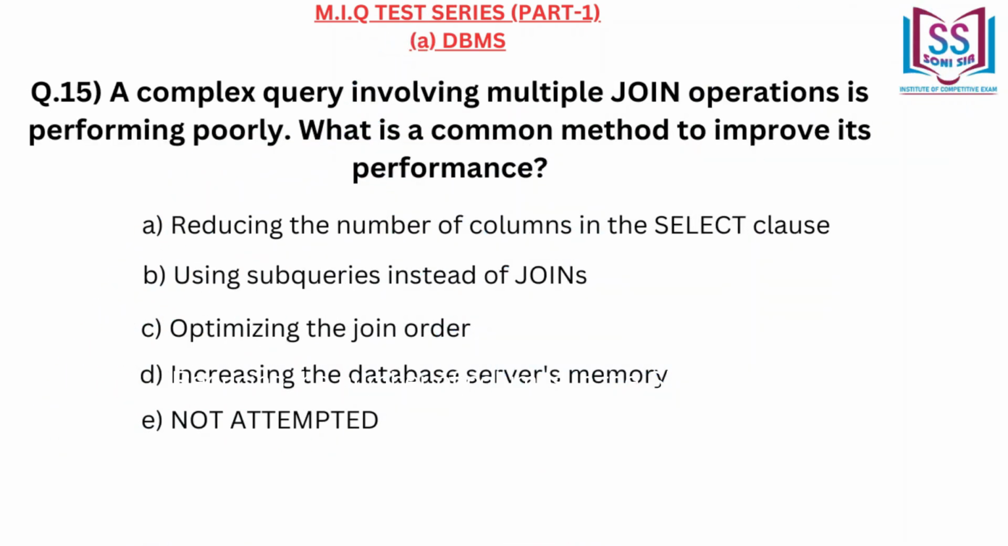A complex query involving multiple join operations is performing poorly. What is a common method to improve its performance? A. Reducing the number of columns in the select clause. B. Using subqueries instead of joins. C. Optimizing the join order. D. Increasing the database server's memory.